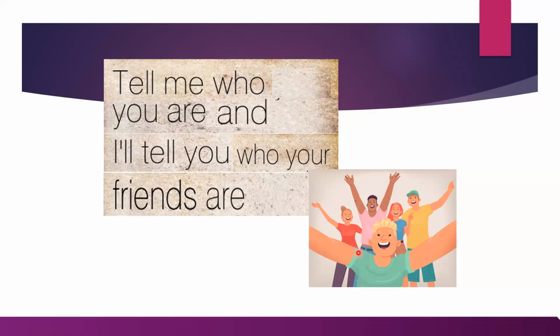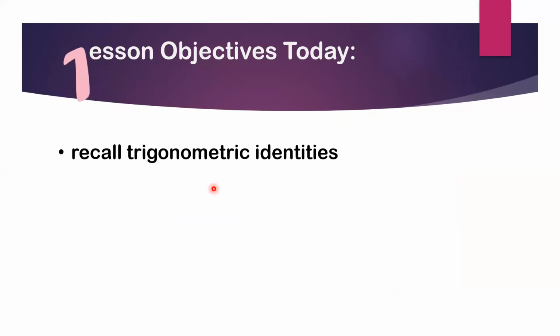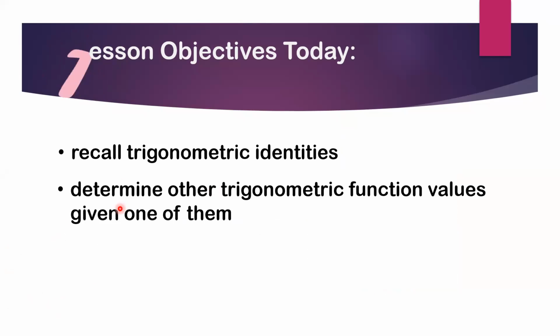Yan. So pag alam na natin yung isa doon sa mga trigonometric function values, malalaman na natin pati yung mga friends niya. Okay, so what do we mean by that? So alamin natin yung lesson objectives natin for today. Of course, we need to recall the trigonometric identities. And of course, our major objective will be to determine other trigonometric function values given one of them.